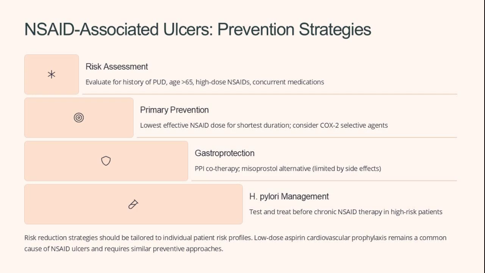Preventing NSAID-associated ulcers involves risk assessment, primary prevention strategies, and gastroprotection. Tailoring these strategies to individual risk profiles is crucial for minimizing ulcer risk in patients requiring NSAID therapy.